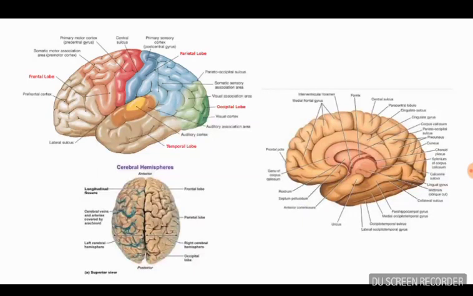So here's the picture. This is the Rolandic fissure. This is the Sylvian fissure. If you cut the brain in half in the sagittal plane, you will see the parieto-occipital fissure and the calcarine fissure. Then in the top view of the brain, you have your longitudinal fissure.